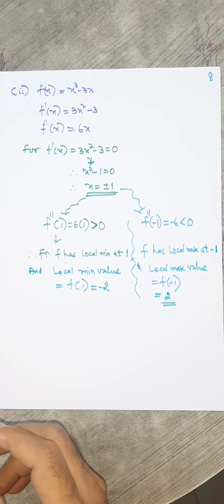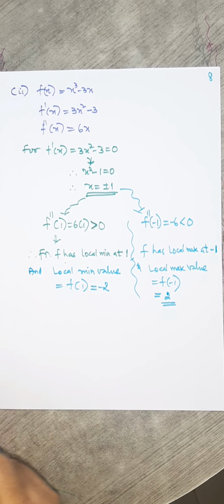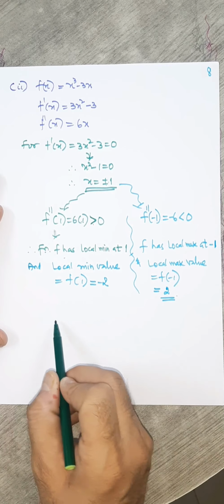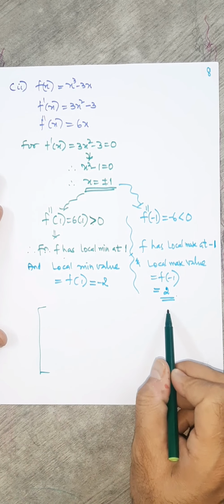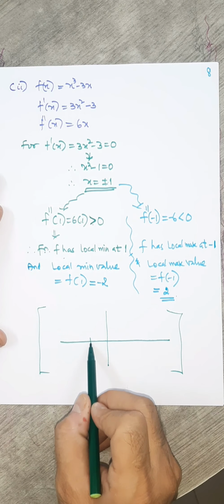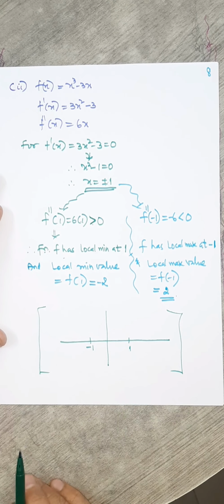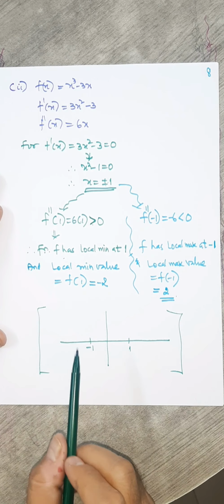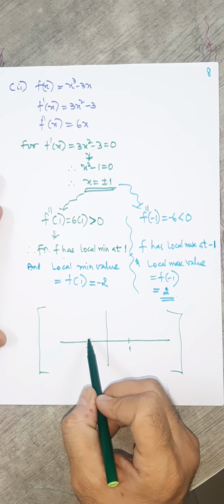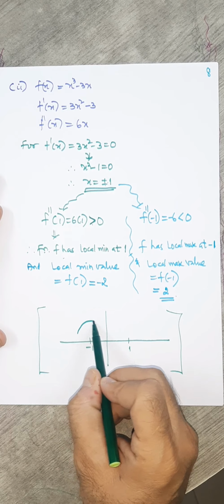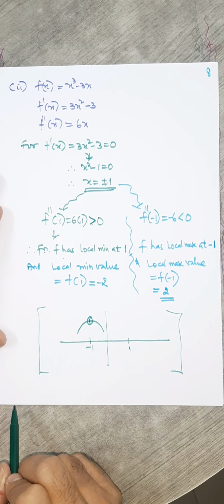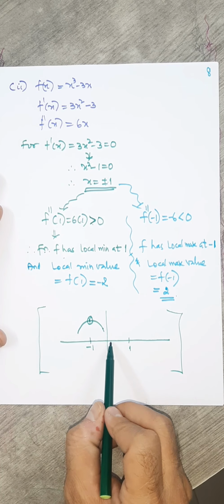Okay, it's like this. This is not for examination point of view, just for your information I'm showing you. The graph would be like this. One turning point at minus 1, the other turning point at 1. At minus 1 it has a local maximum, so at minus 1 the graph will be like this, a peak point, and then it will be something like this.